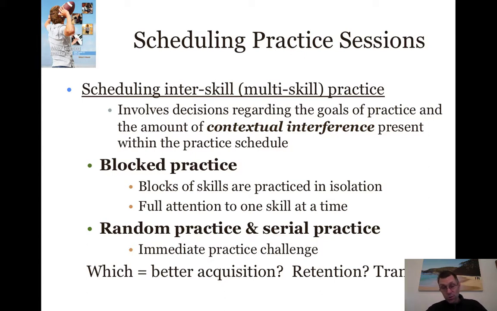Random practice or serial practice are pretty much the same. That is a situation where the 4 skills are interspersed or separated in different ways. It can be completely random, or it could be somewhat in a pattern, but at least not just blocks of isolated practice of just one skill. So the question is, which would lead to better acquisition? If you did block practice or random practice, which do you think would lead to better acquisition trials? All right, you're screaming at me, block practice.